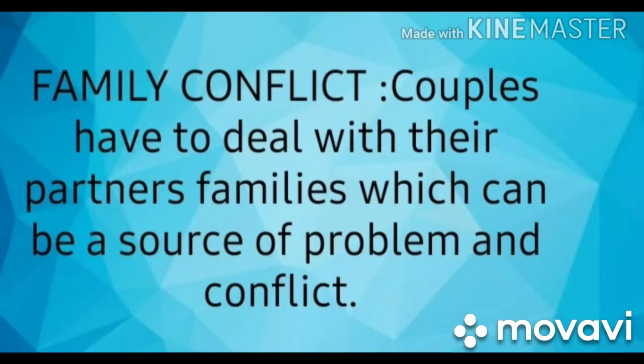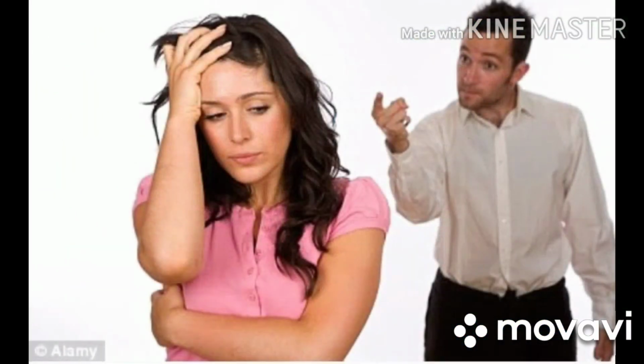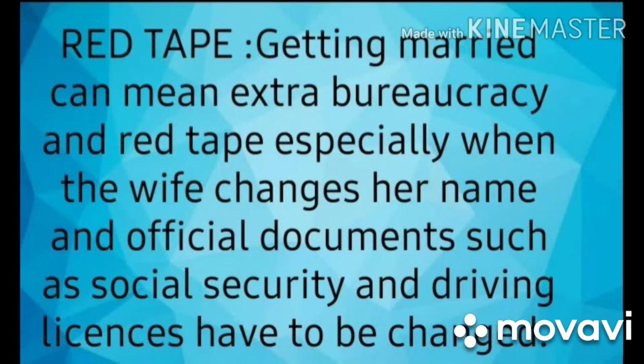Family conflict: couples have to deal with their partners' families, which can be a source of problems and conflict. Red tape: getting married can mean extra bureaucracy and red tape, especially when the wife changes her name and official documents such as social security and driver's licenses have to be changed.